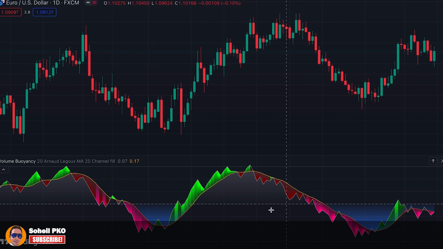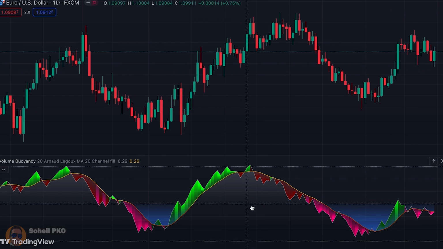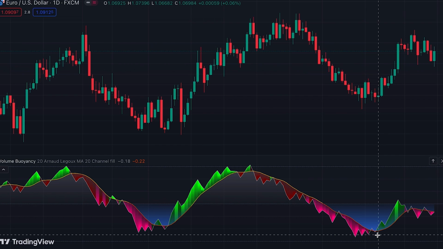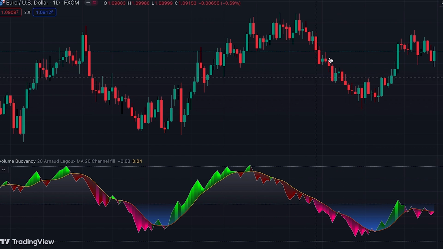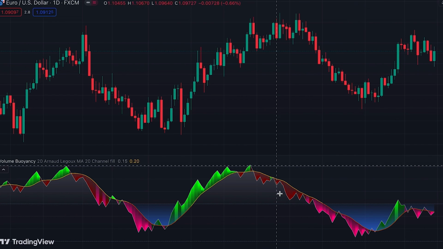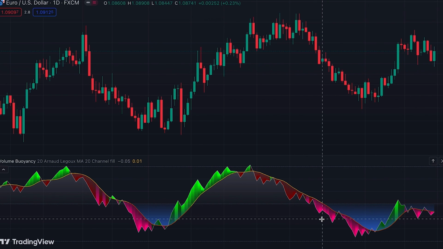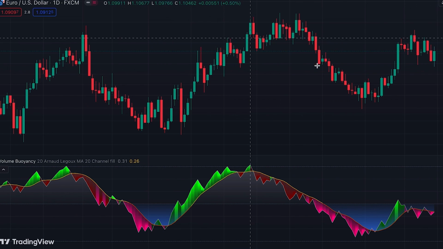Alright, as you can see, we have a center line here which is 0, and it's an important level in this indicator. When the buoyancy line, the gray line, is above 0, it shows we have higher interest for buying, so greater upside momentum, and when it's below 0, it shows higher interest for selling and so greater downside momentum. As you probably guessed by now, when it crosses above 0 or below 0, it can give us a signal on the changes that are happening in the market sentiment.